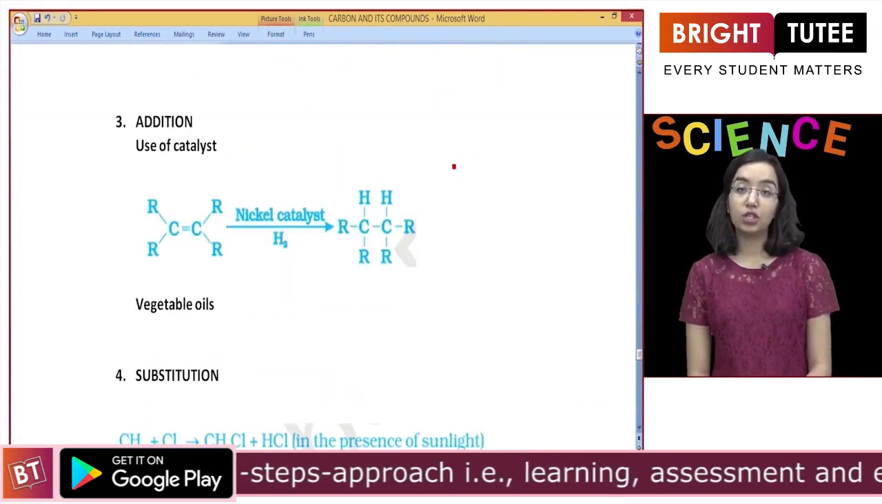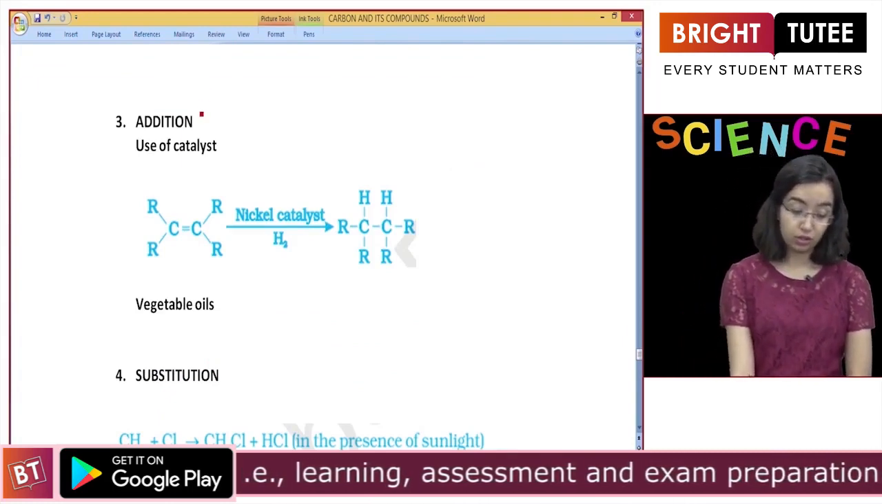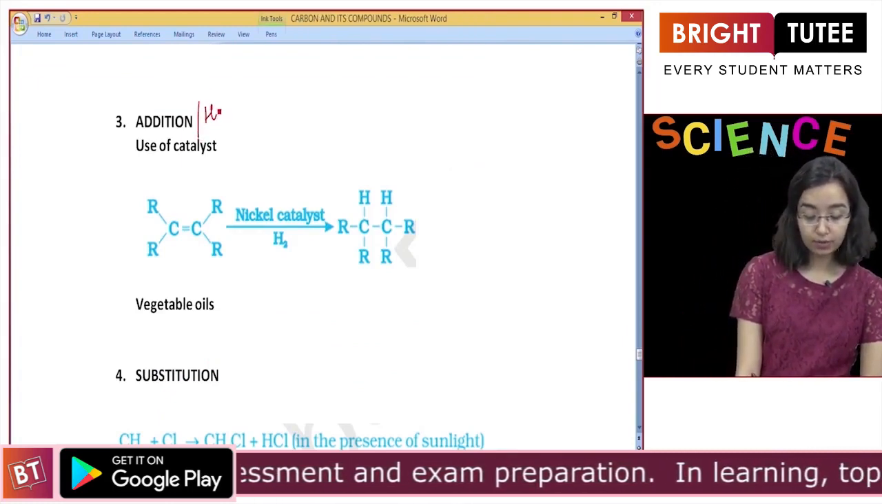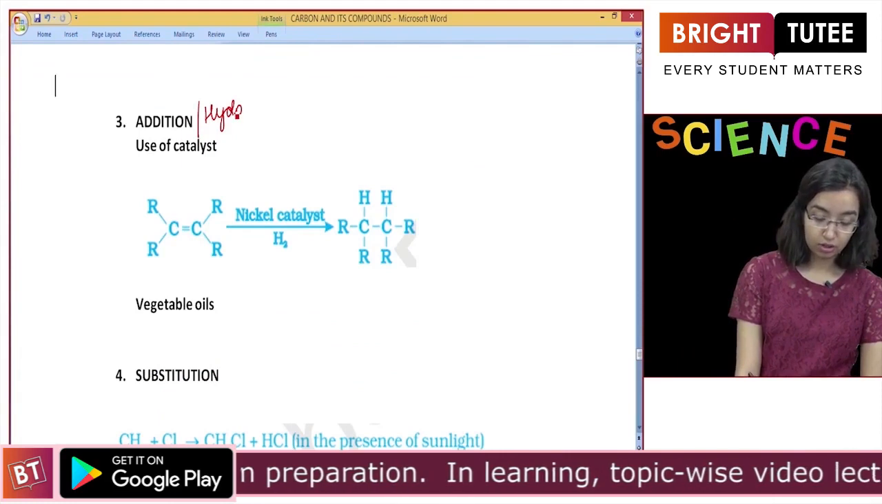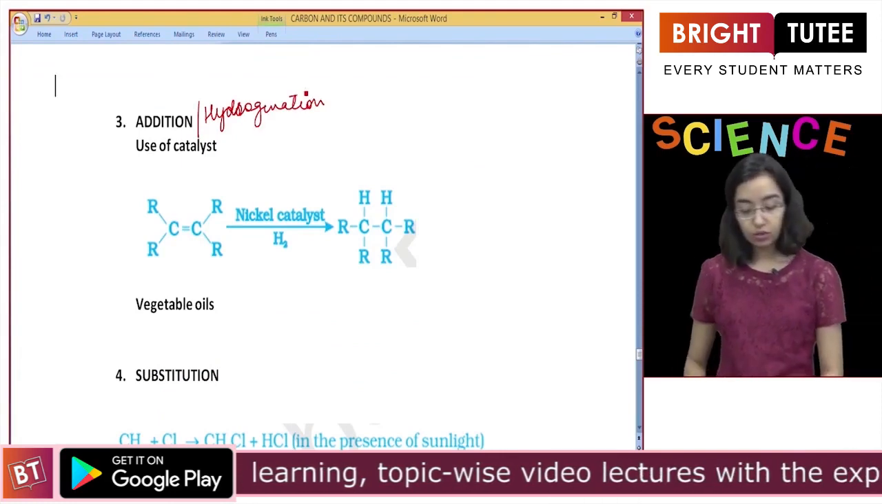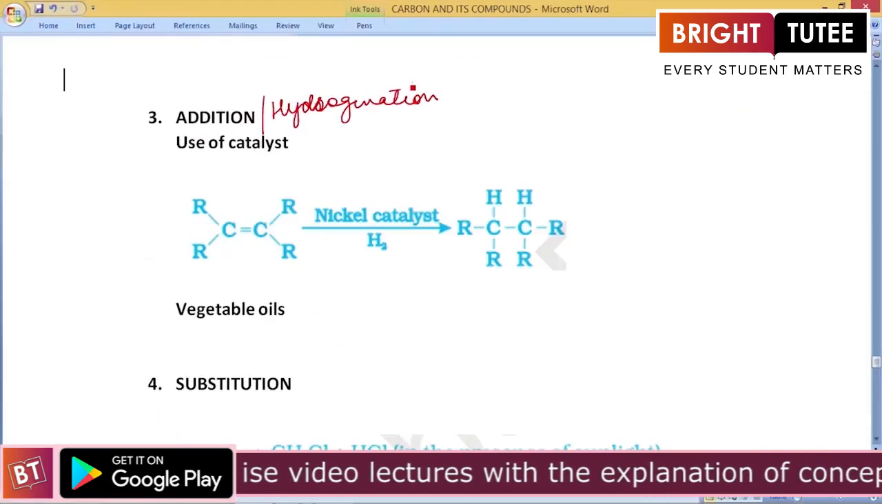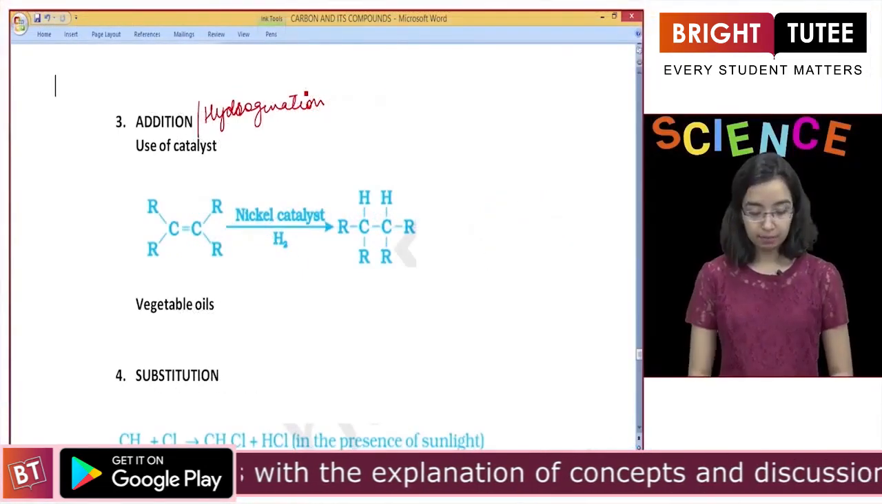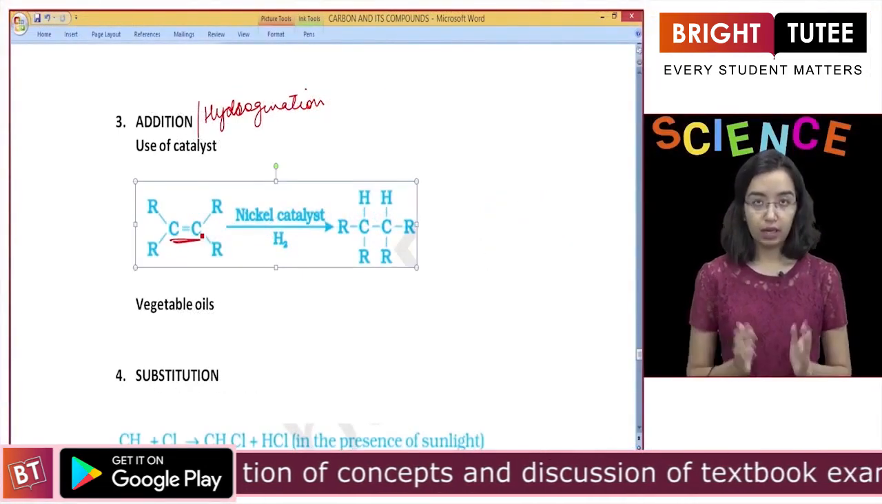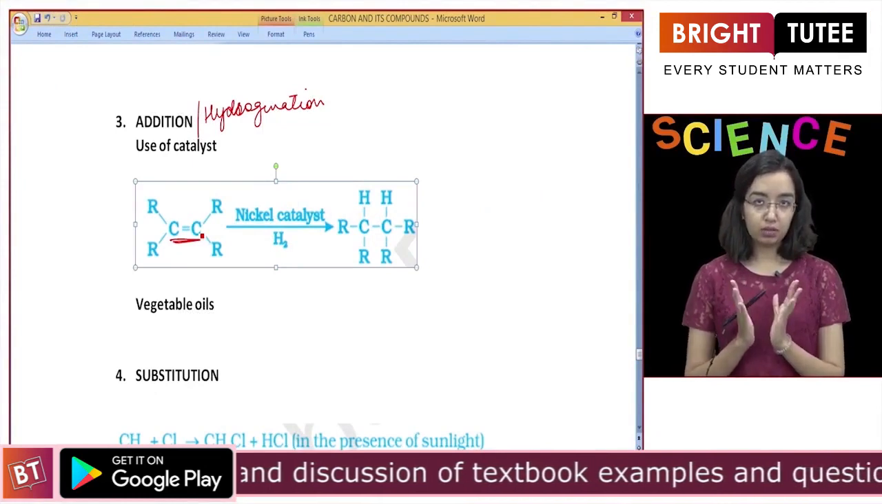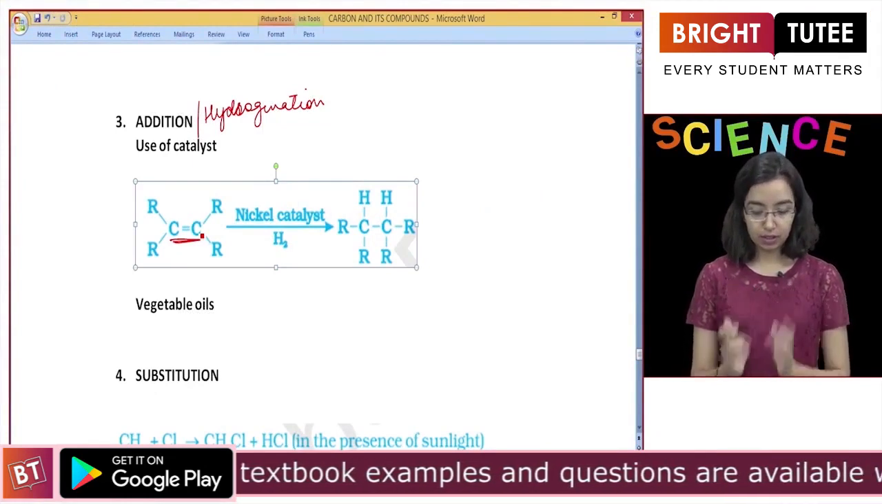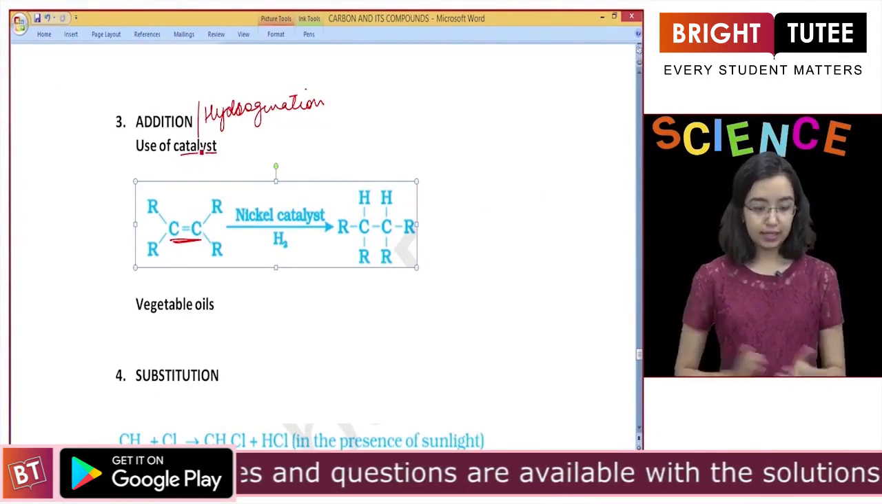The next reaction that we will be talking about is addition reaction. One of the types of addition reaction is hydrogenation. So how does this reaction occur? What happens is, in an unsaturated carbon atom, like here, there's a double bond. The double bond breaks when heat is applied and when there's a presence of a catalyst. What is a catalyst? I'll get to that.